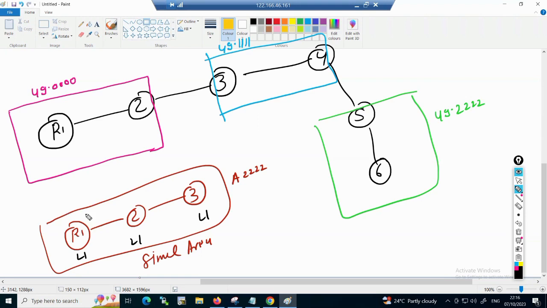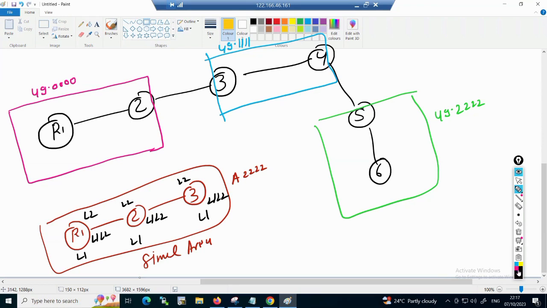Either we can make them level 2, level 2, level 2, or I can make the default one, level 1 and level 2. Anything I can make this. No issue. But later, day by day, you will understand which one you have to make in a single area. But in this multi-area concept, you have to plan properly.